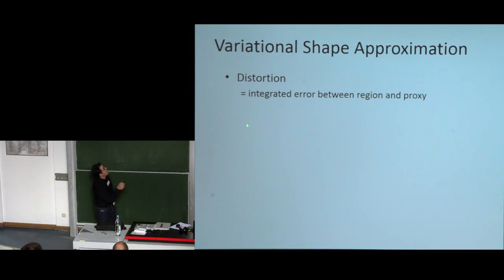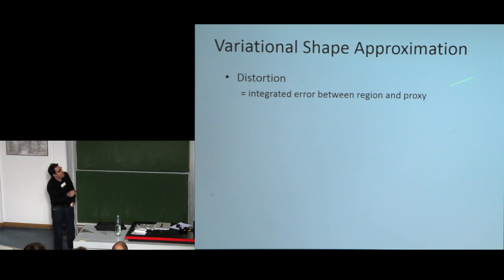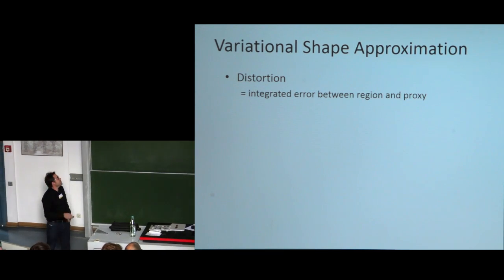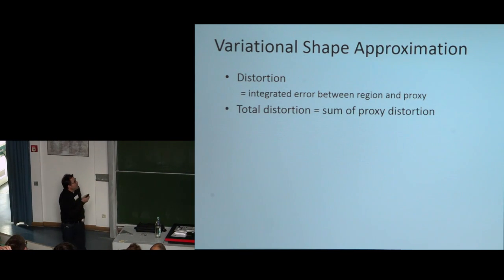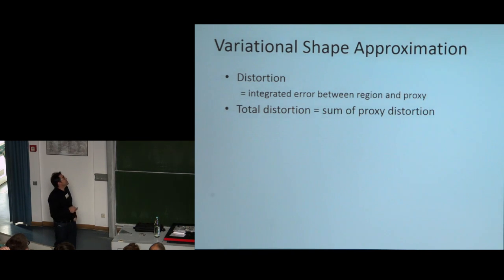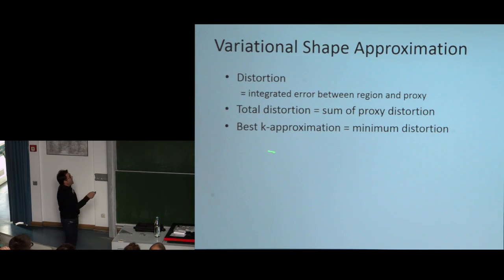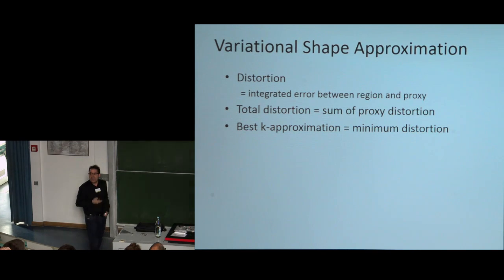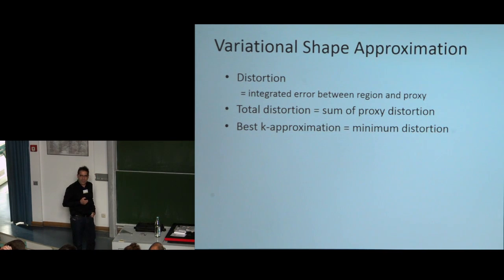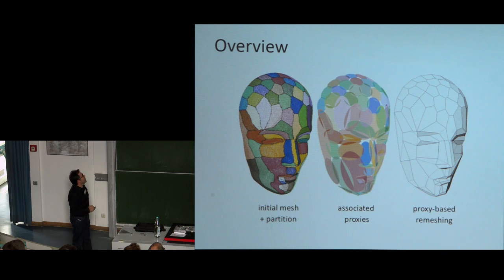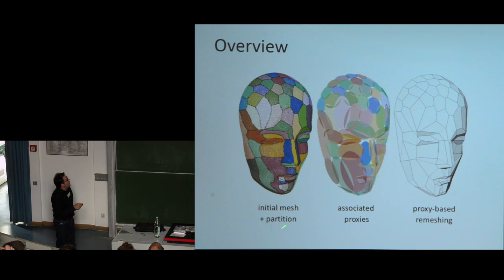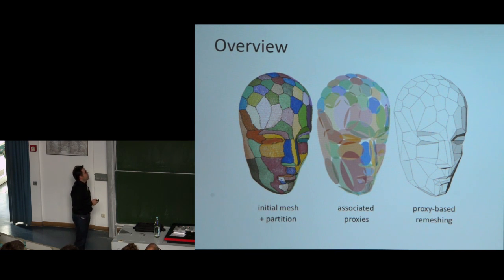Okay, so now once we have done that, the concept is very simple. See, distortion will be the integrated error between the region and the proxy. The total distortion will be the sum of the proxy distortions. And the best K approximation will be for us the minimum distortion. Okay? It's kind of an approximate algorithm. So the result is as follows. We have the initial mesh plus the partition after optimization, and we have the proxies after optimization.